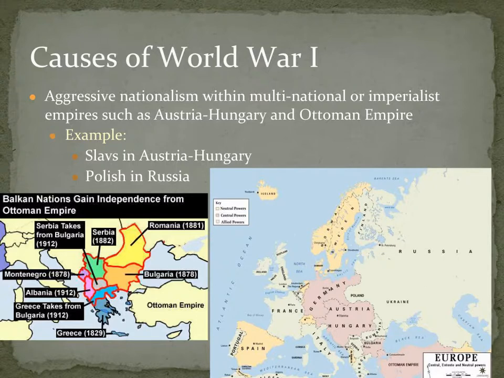The same thing would be true for the Poles in Russia. So Poland, by this point, had been divided up in the late 1700s among European countries. And so the Poles are under the control of Russia, but they're not Russian speaking. They don't have the same culture as Russia. And so they would like to have a nation for their own people as well. So nationalism and different ethnic minorities wanting their own country definitely contributed to the tension that led to World War I.